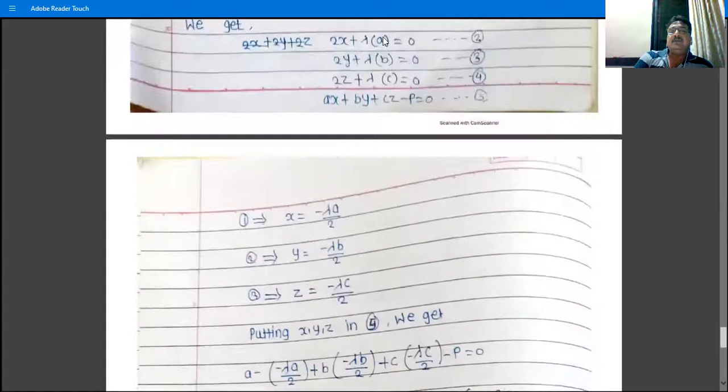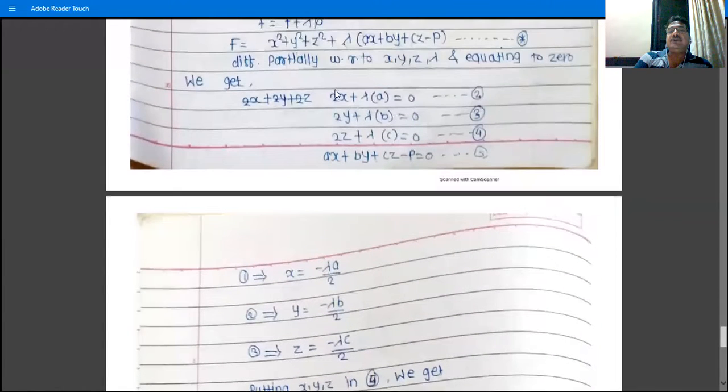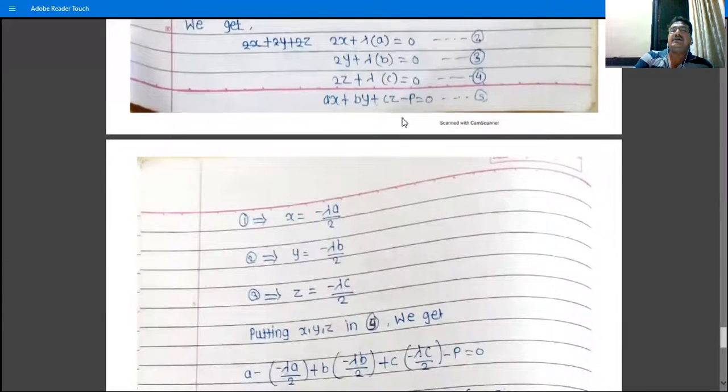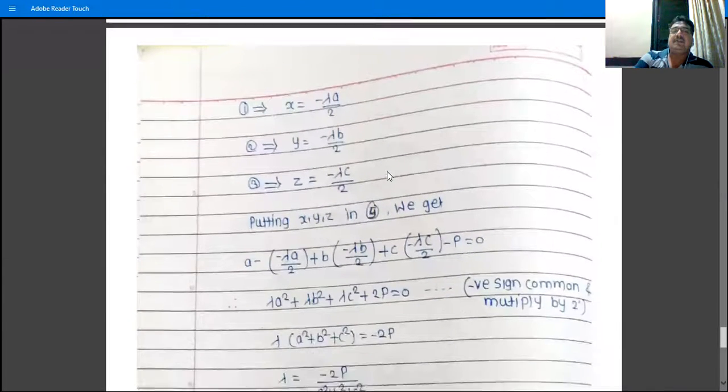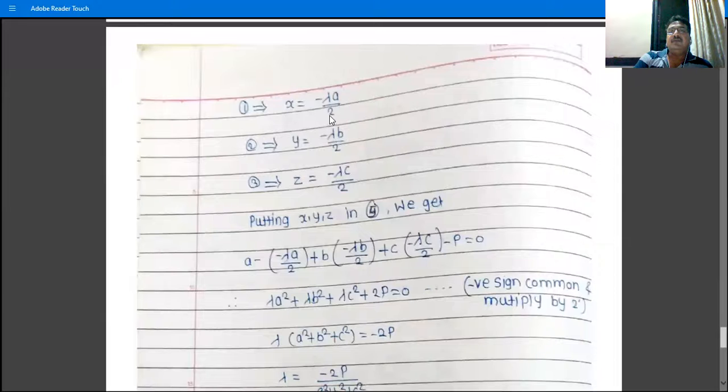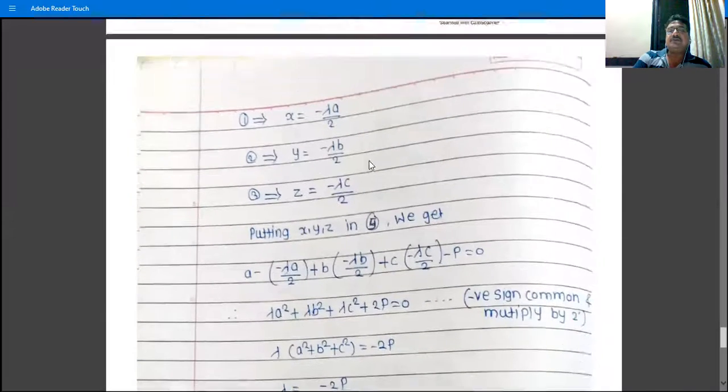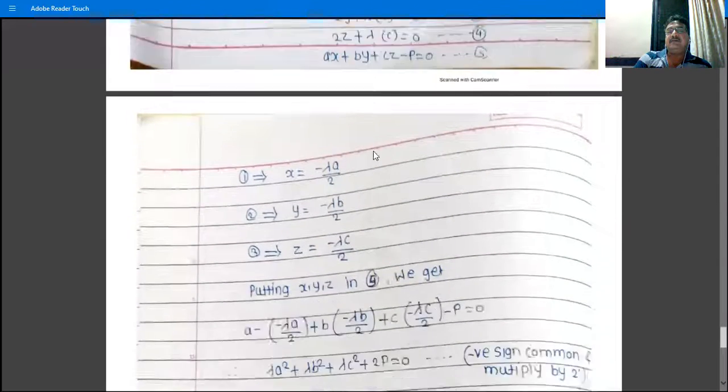So these are the values of x, y, z free from x, y, z. And if we do not have the values of x, y, z free from x, y, z, then there is another procedure, which we will discuss in the next example. So here we have the values of x, y, z. Substitute these values in equation number 5.